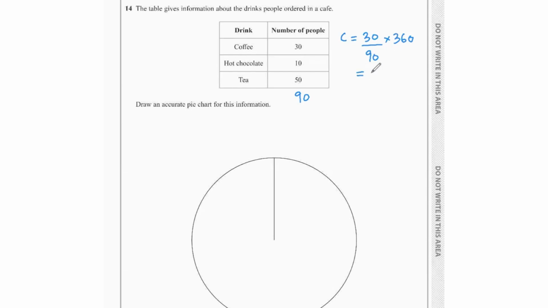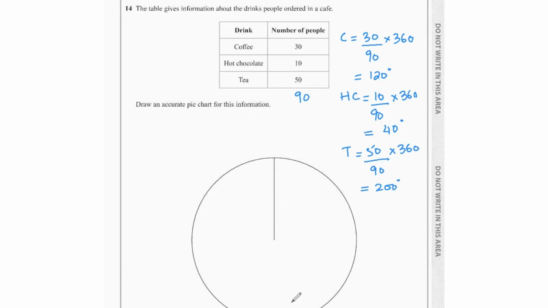So for coffee, we're getting 120 degrees. For hot chocolate, we're getting 10 over 90 times 360, which is equal to 40 degrees. And for tea, it's 50 over 90 times 360, which is 200 degrees.